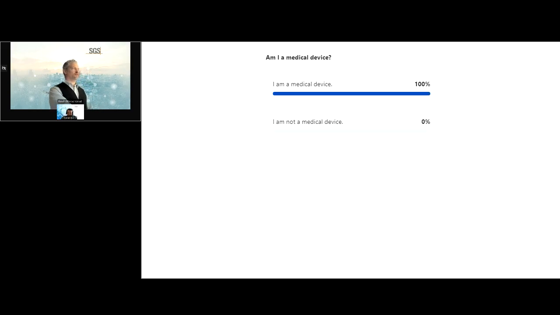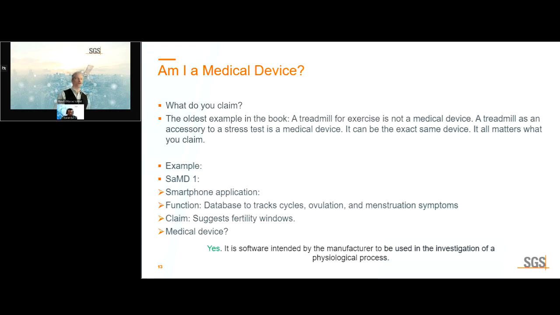So I'm going to click on, let's see, I am a medical device. Yes, you are. It is indeed. It is for a very specific investigation and measurement of a physiological process. In fact, not only is it, there's a whole entire rule for how you would particularly give it a classification.